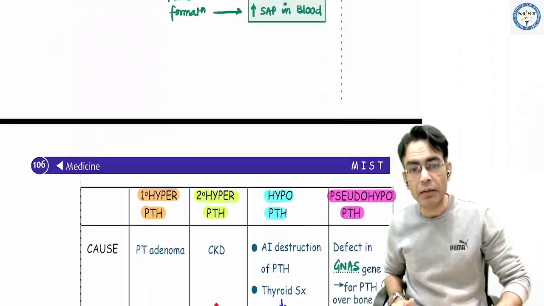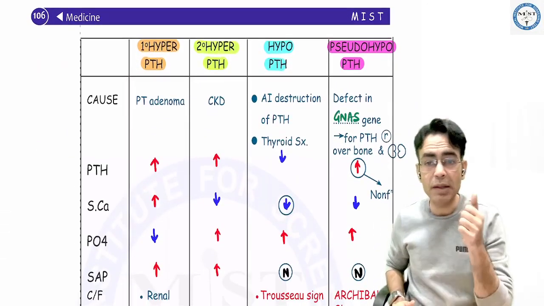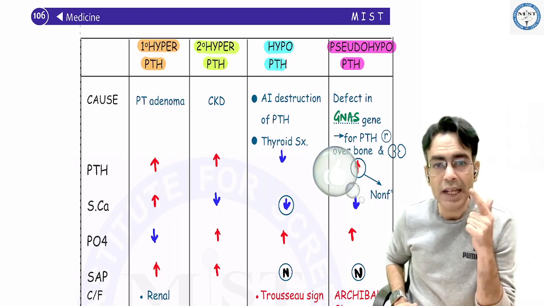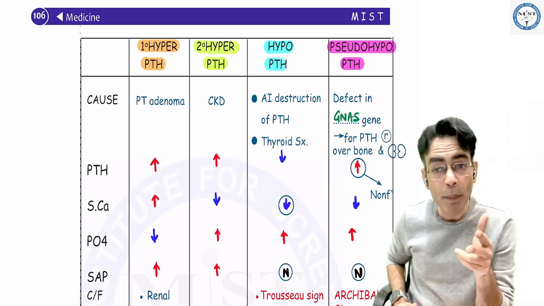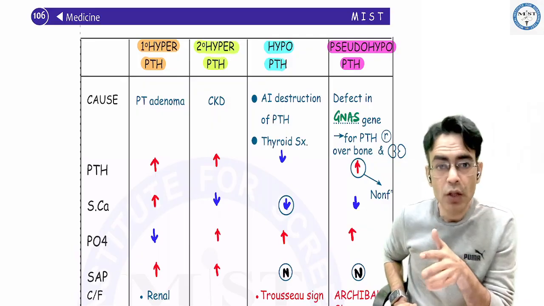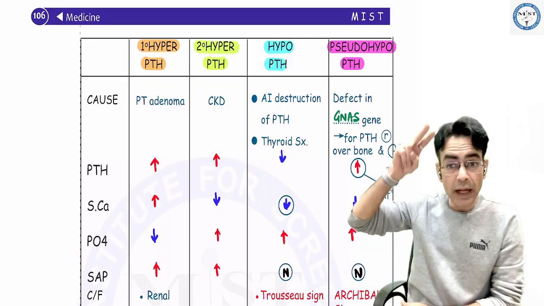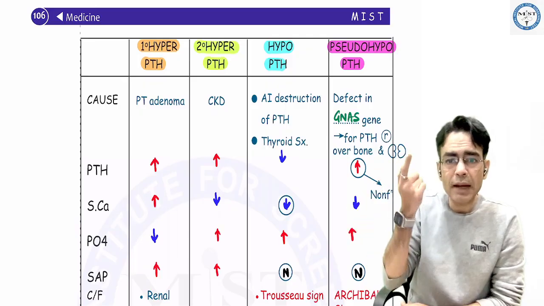Okay? There are 4 diseases we have to discuss: primary hyperparathyroidism, secondary hyperparathyroidism, hypoparathyroidism, and pseudo hypo. तो बेटा प्राइमरी में तो क्या होगा? PTH high, calcium high, phosphate low, and SAP high.